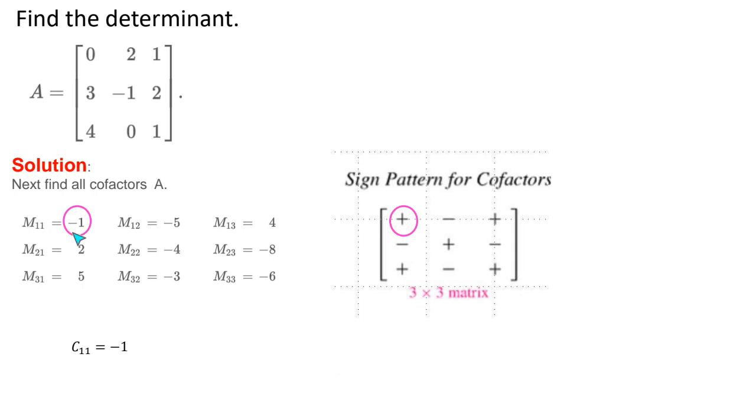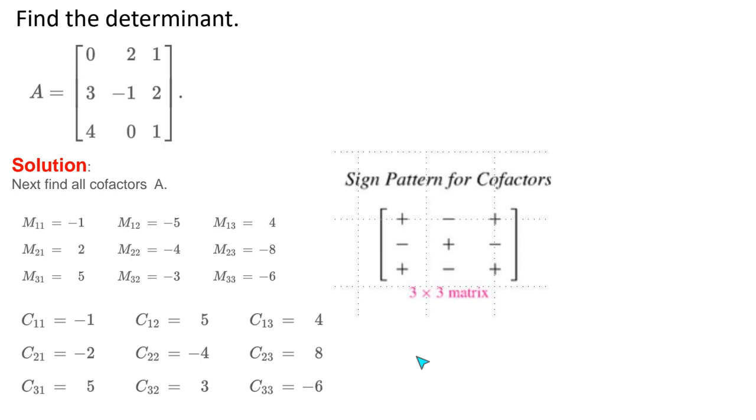So if you look at this, we have negative 1 times a positive is going to be negative 1. Go to the next one. Negative 5 times a negative will be a positive 5. And then 4 times a positive would be 4. 2 times a negative would be negative 2. And then so on. Negative 4 times a positive, negative 4. Negative 8 times a negative is a positive 8. 5 times a positive is 5. Negative 3 times negative is positive 3, and negative 6 times a positive is negative 6.